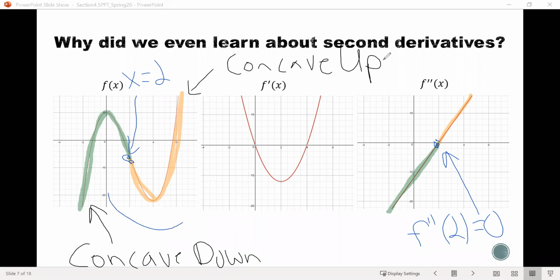Also, what do we call a point like this, where the concavity of the function changes from concave down to concave up, or vice versa? Right, that's called an inflection point. Okay, so the moral of this part of the story is that at values where the second derivative is equal to 0, we will have inflection points of the function. So values, or places, where the concavity of the function is changing.